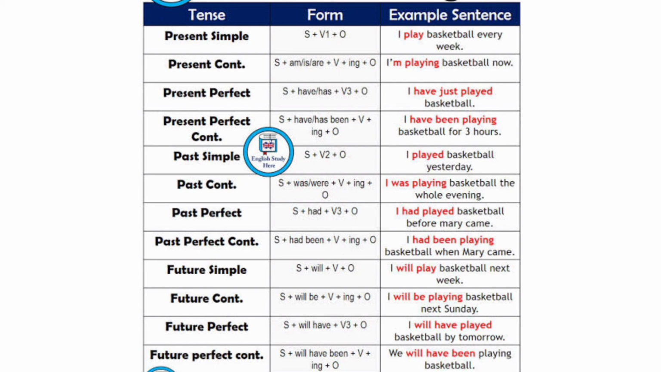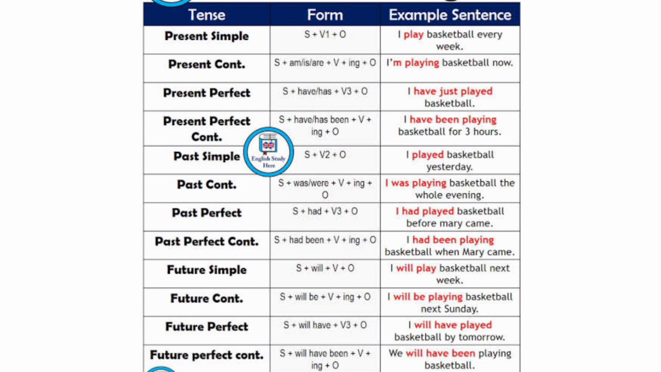Next tense is past perfect continuous. The form of the sentence is subject plus had been plus V plus ing plus object. That is, we should use the ing form of the verb in the past perfect continuous tense. I had been playing basketball when Mary came. I repeat, I had been playing basketball when Mary came, in the past perfect continuous tense.